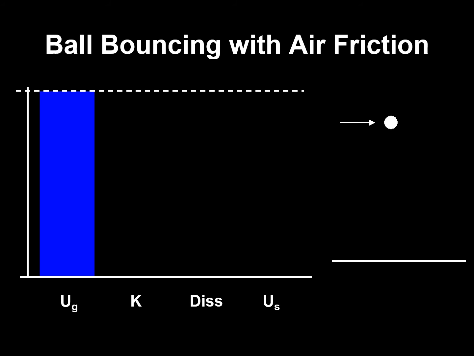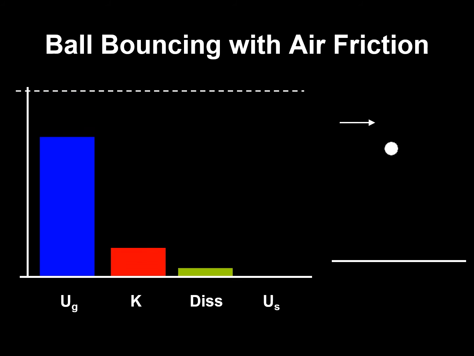All right, so now we have an object that starts from a height, and this is a bouncy object, and there is air friction. So as it falls, we have some gravitational potential energy that converts over to kinetic, but it also converts over to dissipated because we have some air friction. You'll notice this last little column here that we have U sub S. That's referring to spring potential energy, because when that ball hits the ground, it'll bounce.